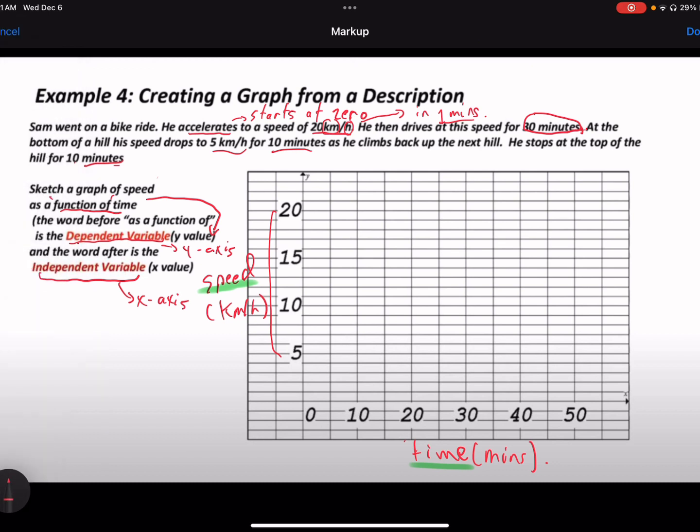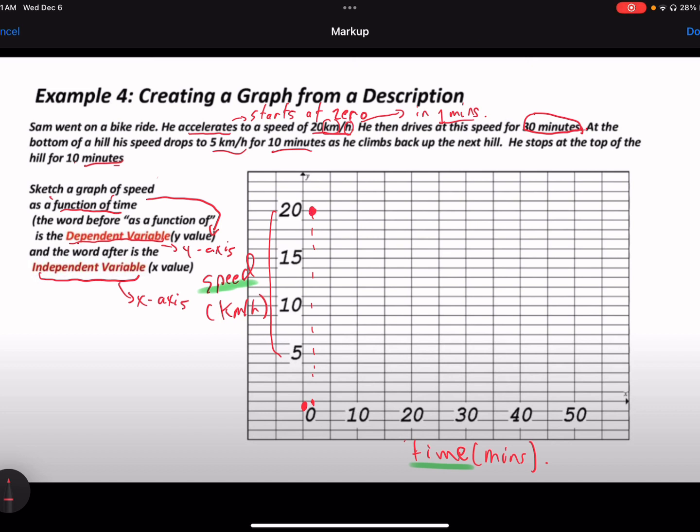So I'm going to make a point starting at 0 because he goes at no speed. And then at about 1 minute, so let's say it's about here, we're going to plot our first point here. And that's going to be at 20.